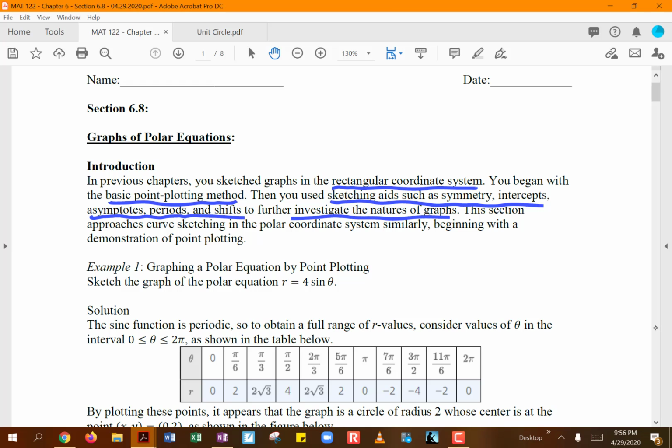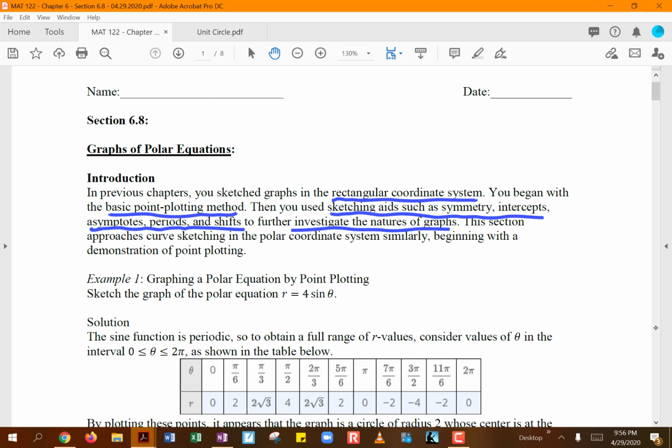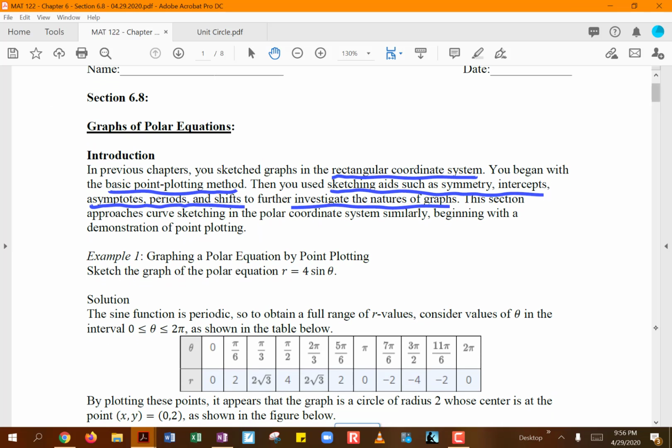And of course, we saw this even before when we were graphing the trigonometric functions, right? We talked about periods and shifts, we talked about amplitude, and then of course, if symmetry, intercepts, asymptotes, any of those can be helpful, we want to use those as well.